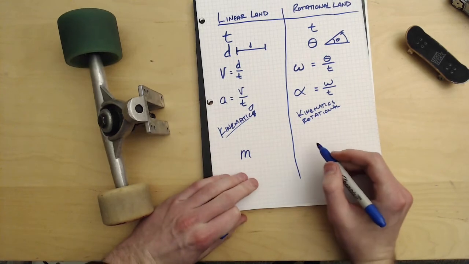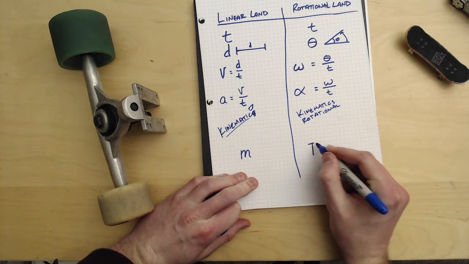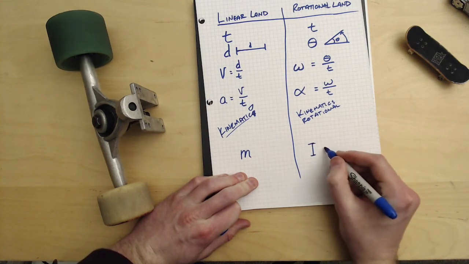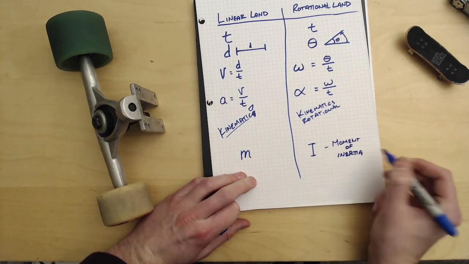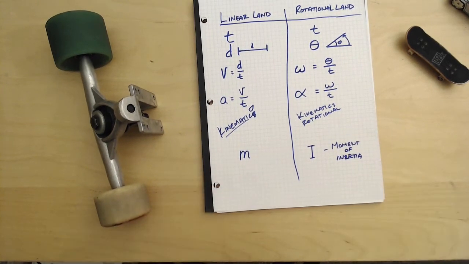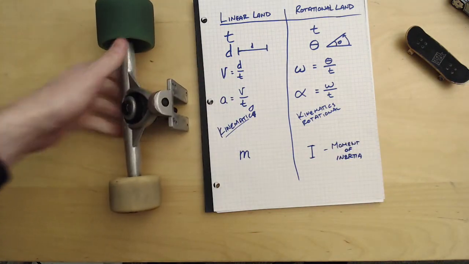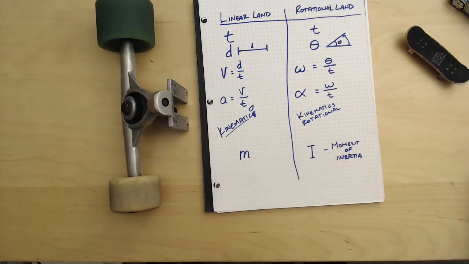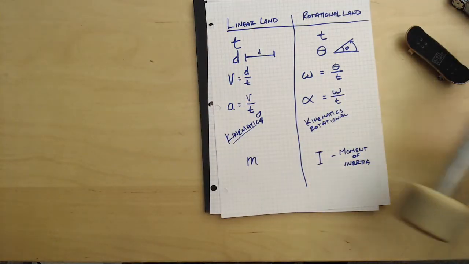Our rotational analog of mass is represented by the letter I, and the letter I is called the moment of inertia. That's just going to describe how hard or how easy it is to get something spinning, just like mass describes how hard it is to get something moving, or how hard it is to stop if it's already moving. We'll talk about this I a little bit later on as well.